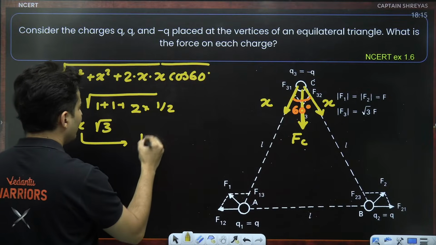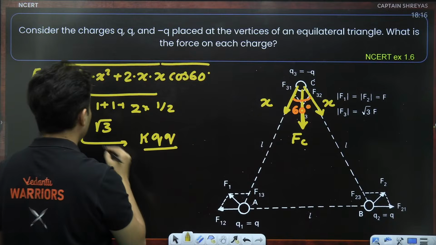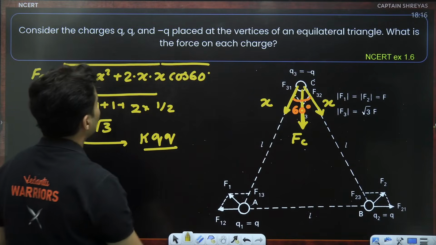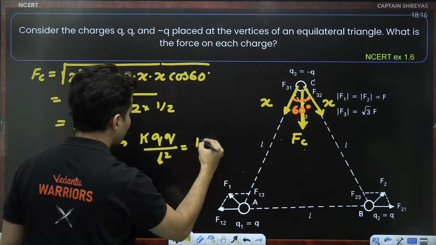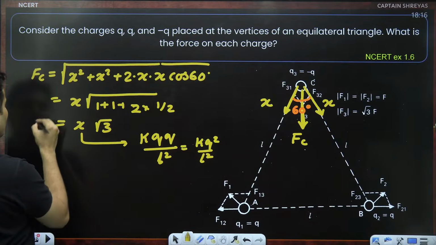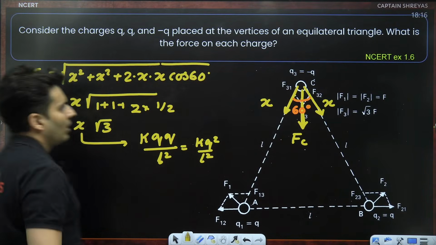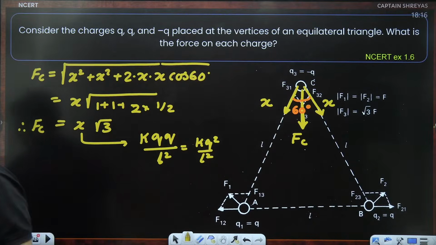where X is nothing but the force between this and this charge, which will be k q q divided by the distance squared. Whatever the distance is, let's say it is L. So magnitude wise it is k q square by L square, multiplied by root 3. You will get the force on the charge kept at the vertex C. Isn't it simple, my dear warriors?